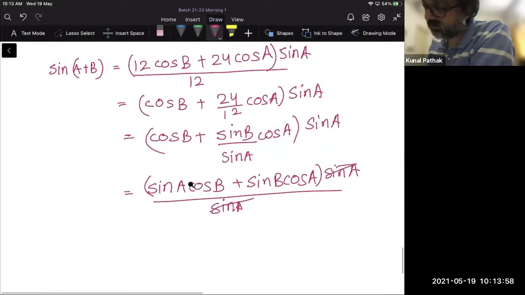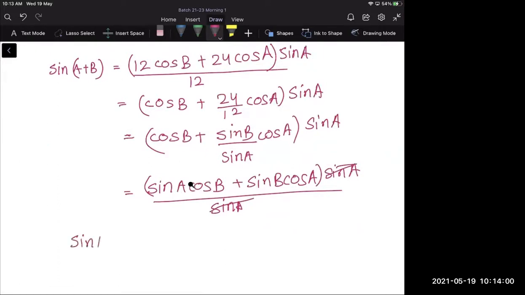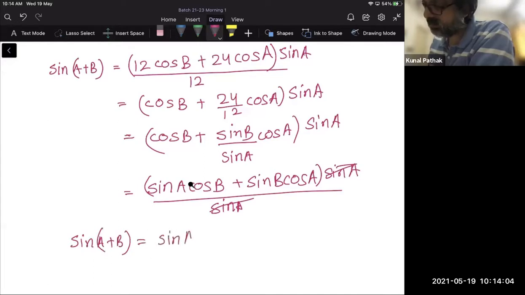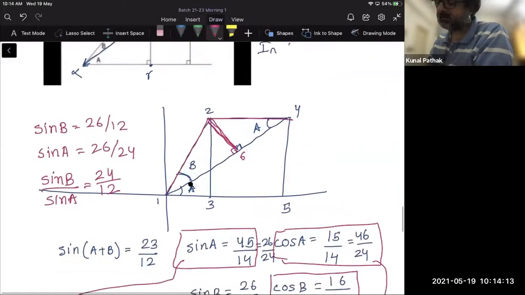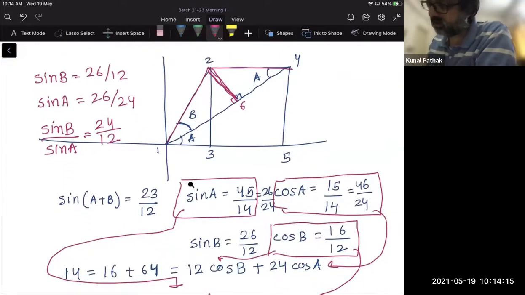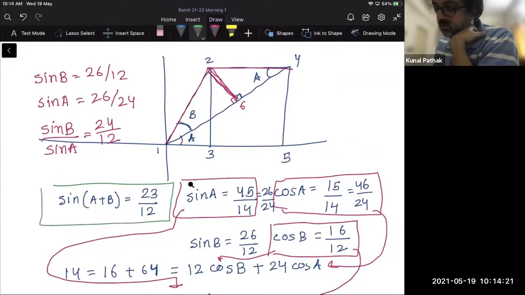These two cancel. सर आपने 1/4 का क्या लिखा, मुझे समझ में नहीं आया. Then you repeat this one. हाँ हाँ, सब बता रहा हूँ. Since I have now finally figured this out, I did not know it was like this. देखो मैंने क्या किया. Please see. So what I did was that I said, look, sine a plus b is 23/12.